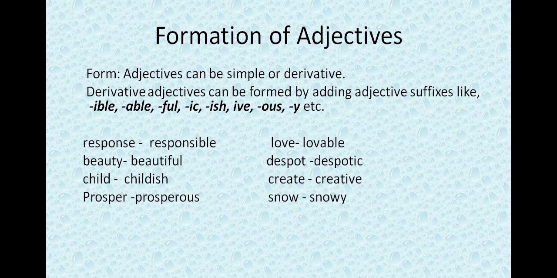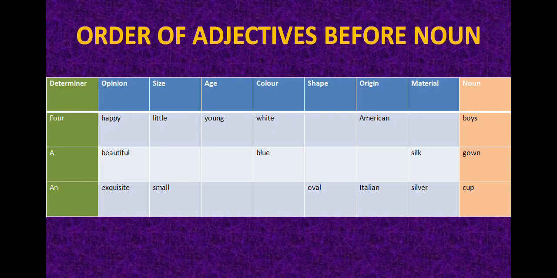Child, childish, childish nature. Prosper, prosperous, prosperous country. Love, lovable, lovable child. Despot, despotic, despotic ruler. Create, creative, creative mind. Snow, snowy, snowy hills. Now we shall know about the order of adjectives before noun.